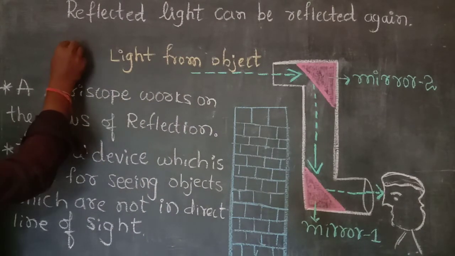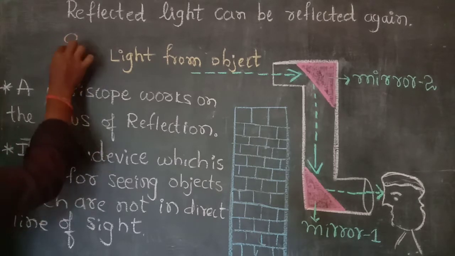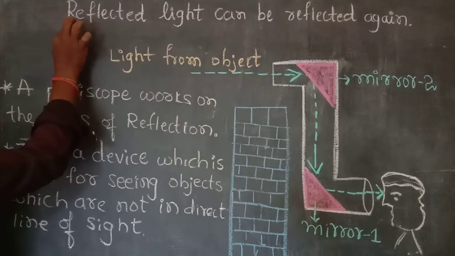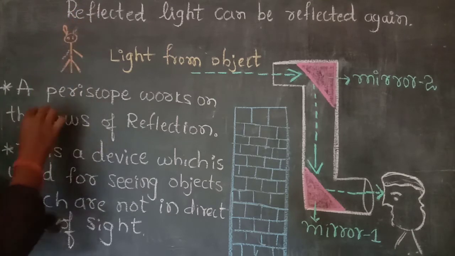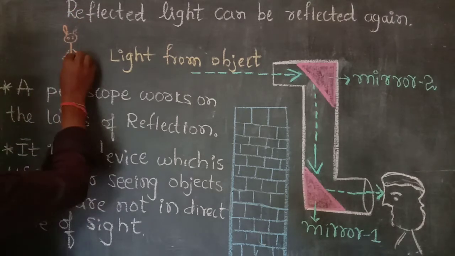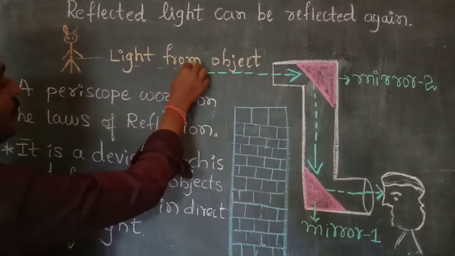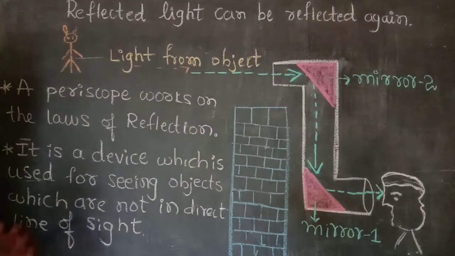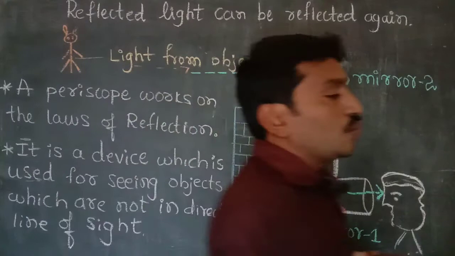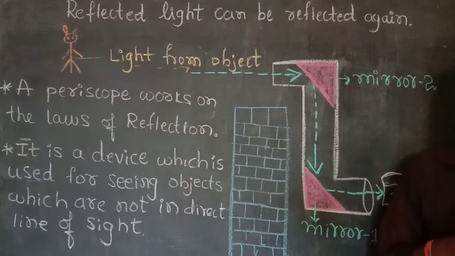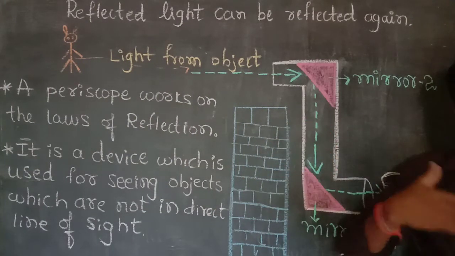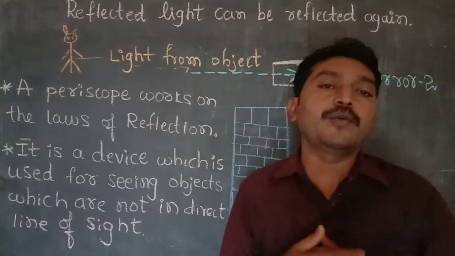For example, this is one of the objects. Now this is the light from the object. First, what is a periscope? How does it work? Really, is it useful or not? Let's learn one by one.